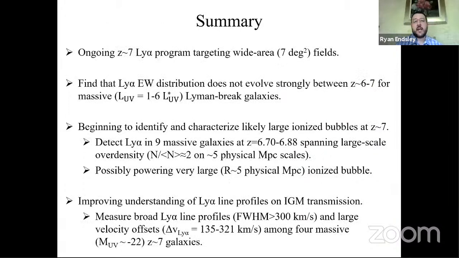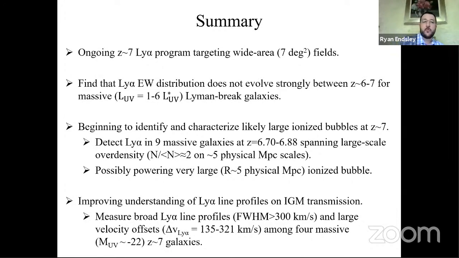So in summary, we have this ongoing Redshift 7 Lyman-Alpha program targeting Redshift 7 galaxies across very wide area fields. We found that the Lyman-Alpha equivalent width distribution does not strongly evolve between Redshift 6 to 7 for the massive Lyman break galaxies. We're beginning to identify and characterize likely large ionized bubbles at Redshift 7 across the COSMOS field.